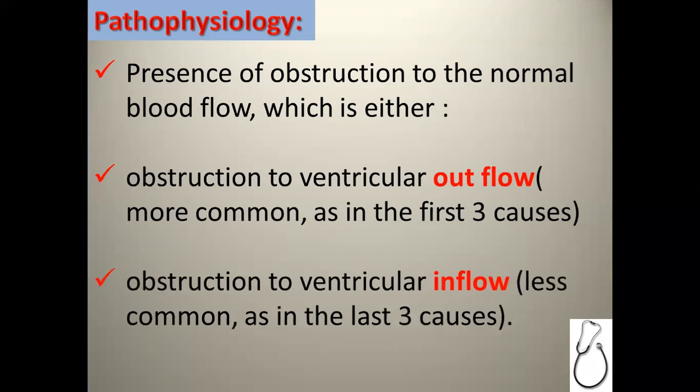The second group, obstruction to the ventricular inflow. Ventricular inflow means the blood entering from the atrium to the ventricle, where there is obstruction, which is less common than the obstruction in the ventricular outflow, and it occurs in the other three causes: tricuspid stenosis, mitral stenosis, and pulmonary vein obstruction.